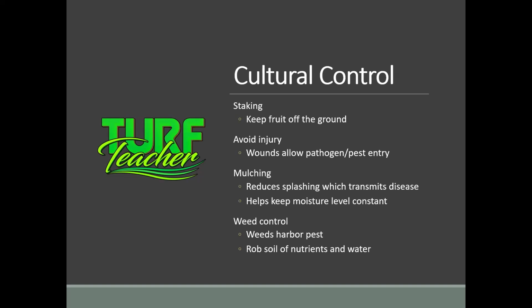Mulching will reduce splashing, which will transmit disease from plant to plant. With your irrigation, you've got the sprinkler heads hitting these plant materials. If one plant is infected with the disease, that water can hit it with such force that the pathogen jumps to the next plant within those water spots.